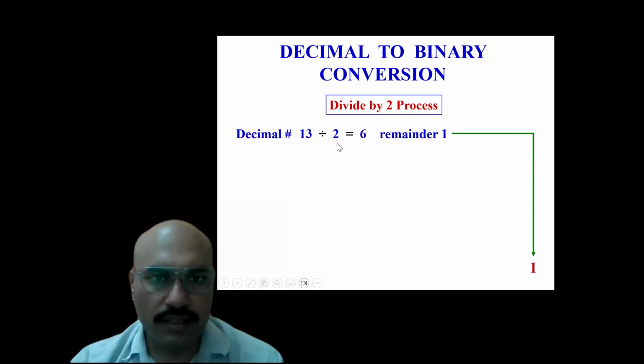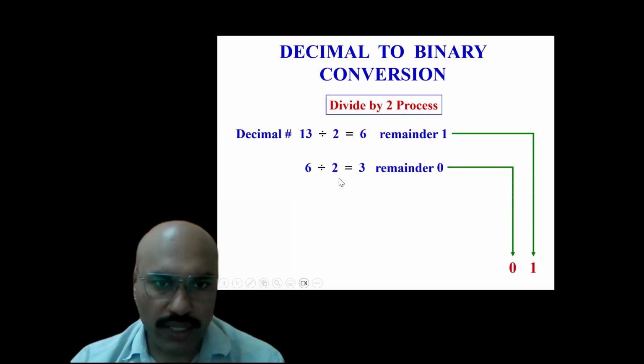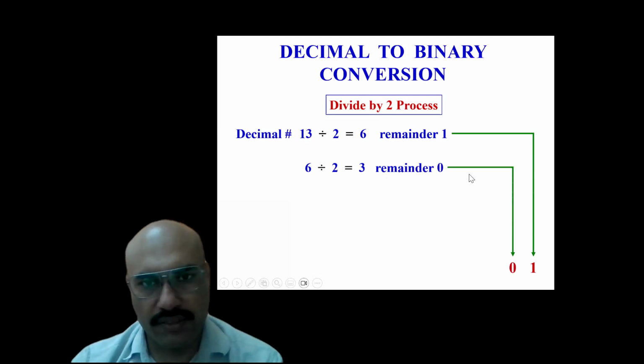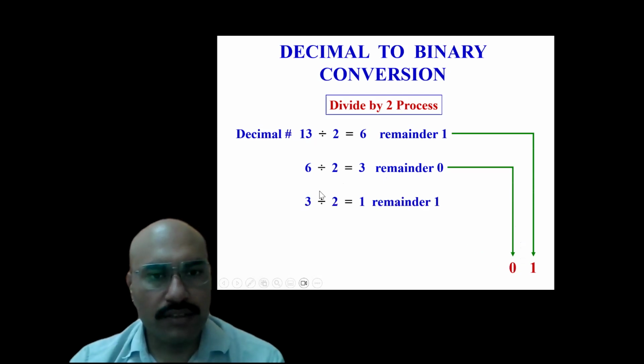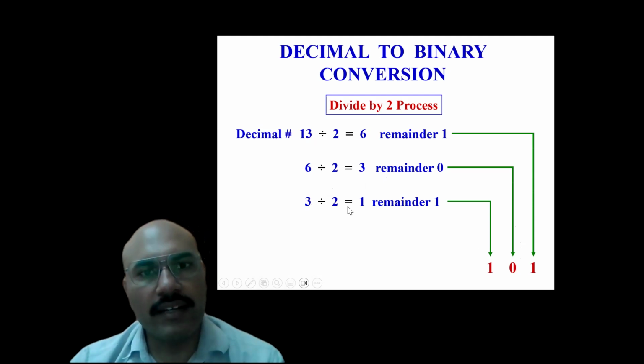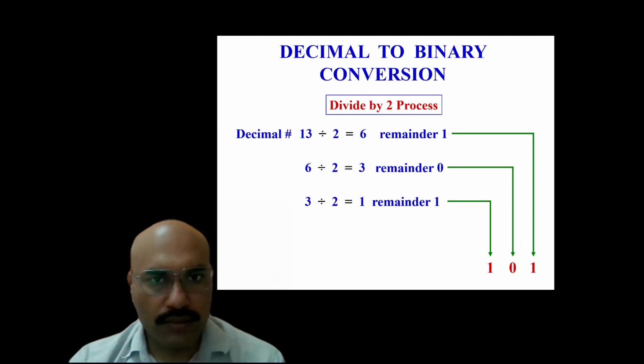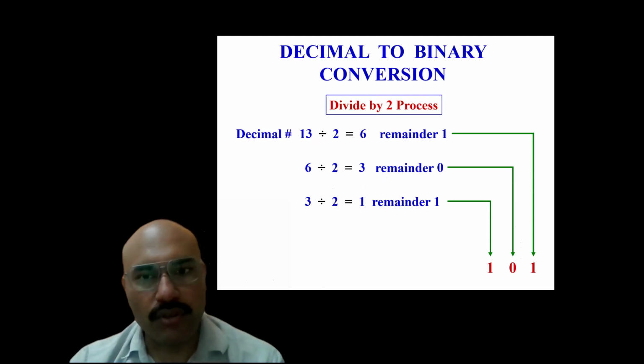Once we divide 13 by 2, we get 6. 2 sixes are 12, and 1 is the remainder. So we will write the remainder as the LSB. Then the quotient, that is 6, will be divided by 2 again. The result is 3 and the remainder is 0, so we will write 0 along with 1. Then we will divide 3 by 2. We need to divide until we get 0 as the quotient, with either 0 or 1 as the remainder. At that time we need to stop.